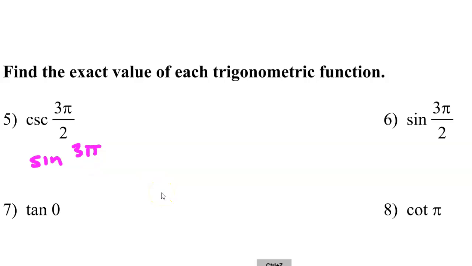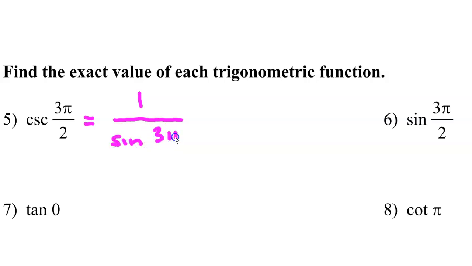So really, this is going to equal just 1 over the sine of 3 pi over 2. Okay? So 1 over, and what is the sine of 3 pi over 2? And you get negative 1. All right? And you can look at your unit circle to confirm that, right? And so the answer is just negative 1.